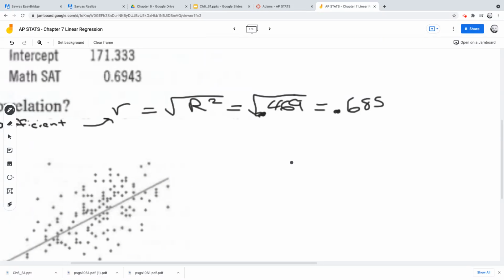And then that's basically it. So what does that mean? It's a positive correlation. It's not the strongest. And then that's it. They just wanted to know what the correlation was. It's a positive correlation, but it's not the strongest. Okay? Does that help?